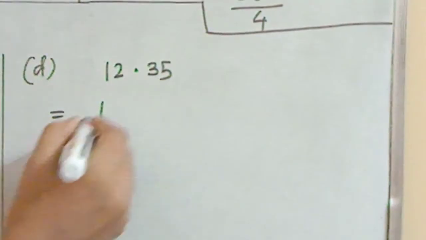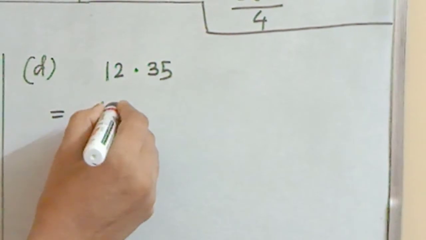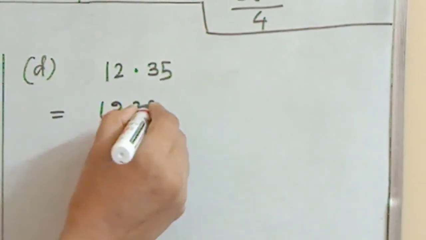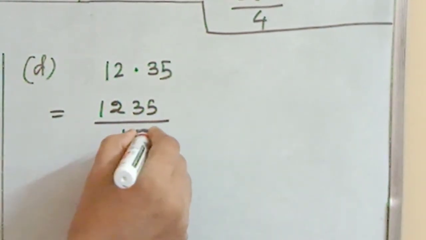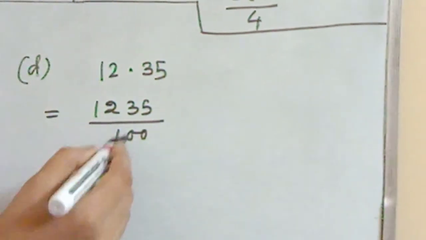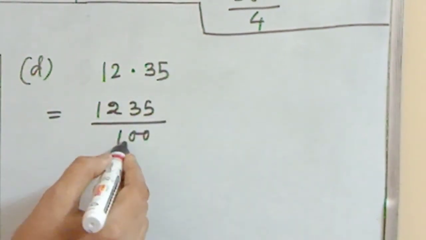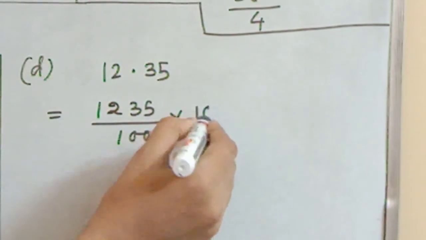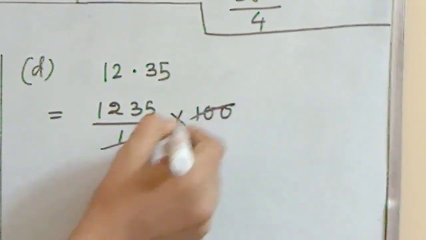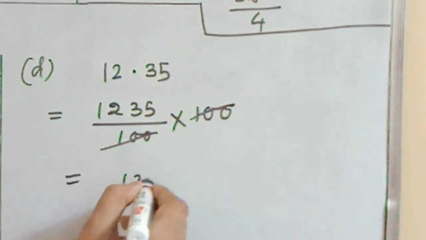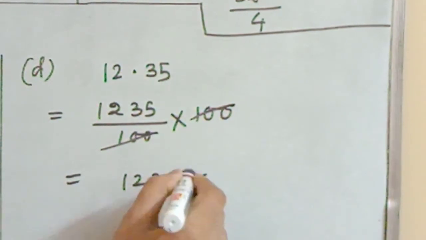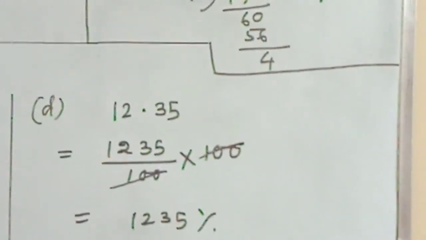Next sum. Next one is 12.35. Convert it into a fraction. It is 1235 by 100. After the decimal, two places, two zeros, into 100, converting into percent, and 100 cancel, 1235%.